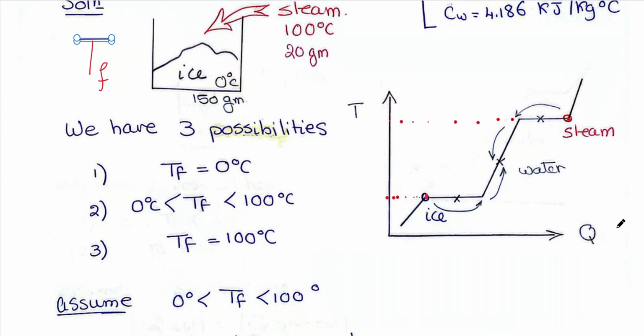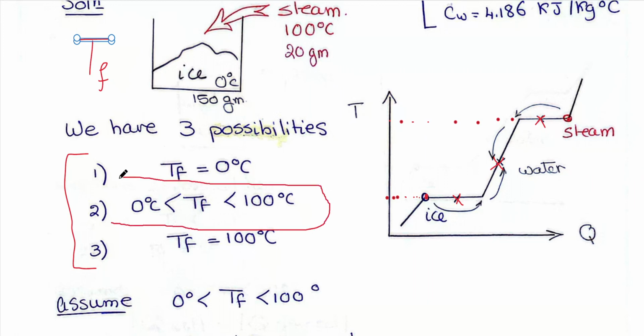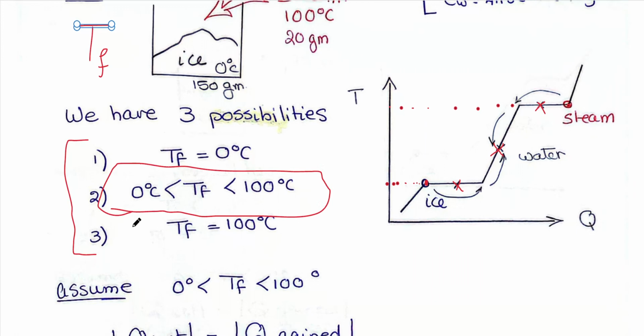The first possibility is that T final is 0. This is the first possibility. Or T final is from 0 to 100, or T final is 100. I will assume either of these possibilities and examine if it is correct or not. My advice is to start with the range of T final. I will start with this possibility.